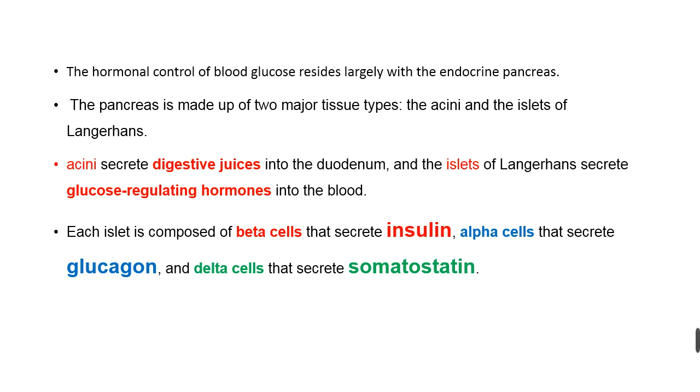Glucose regulating hormones, not one hormone. Each islet is composed of beta cells that secrete insulin, alpha cells that secrete glucagon, and delta cells that secrete somatostatin.